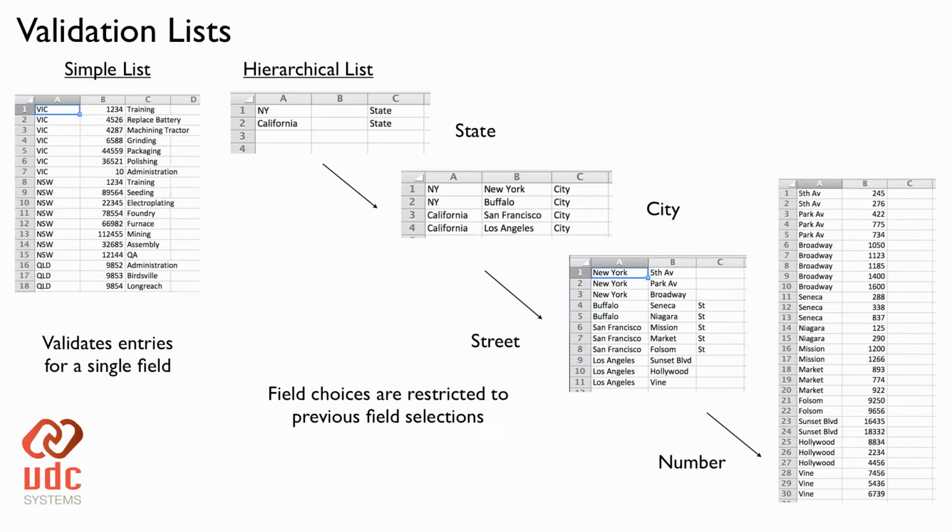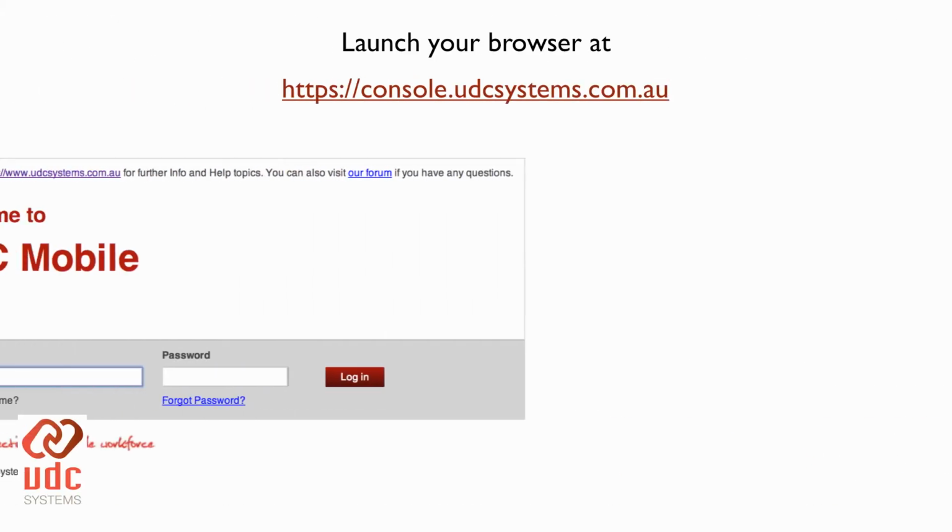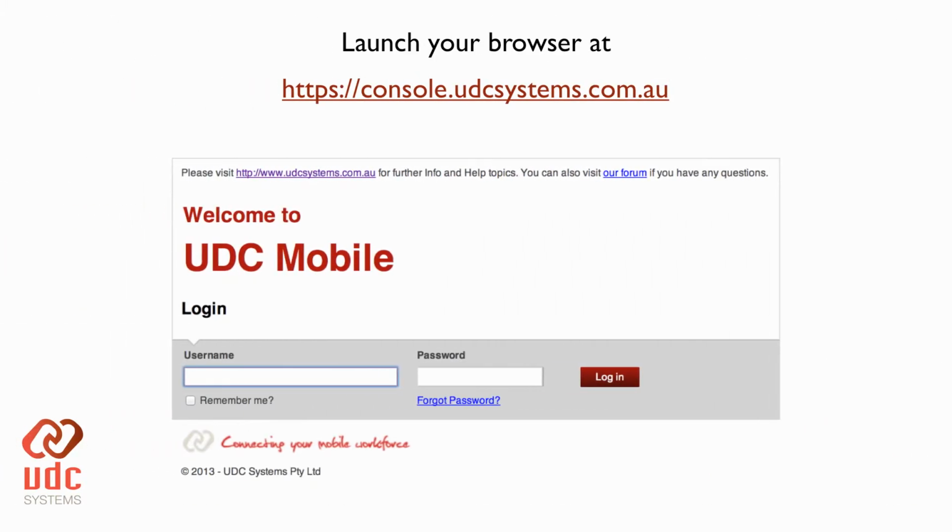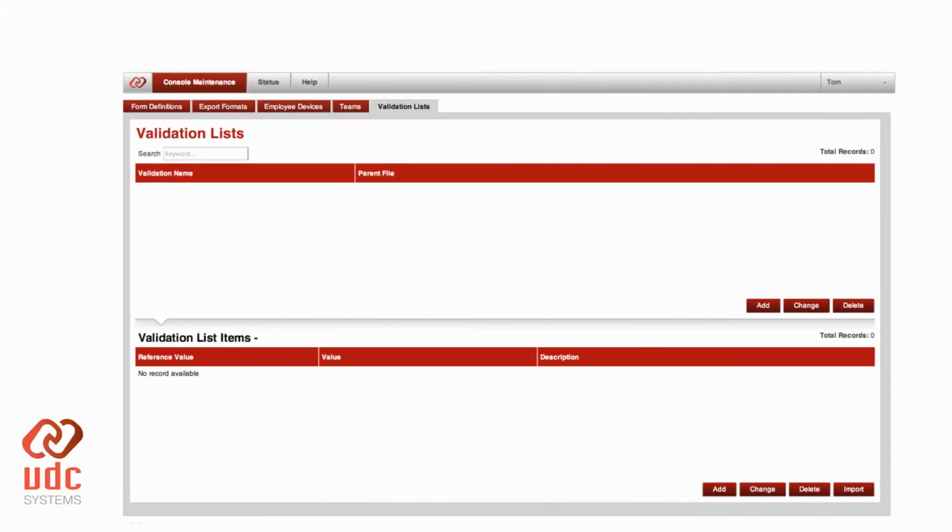Please note, whilst a list is assigned to a field on a form, a list can be used by more than one form. To get started, launch your browser and log into UDC Mobile. When you log in, you are presented with the main page. In this exercise, we are focusing on validation lists.